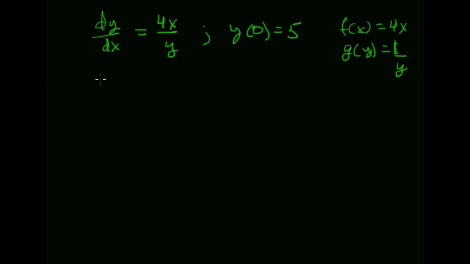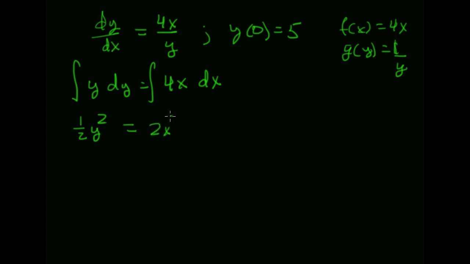So we manipulate this so that we get the y on one side and the x on the other, with the y differential and the x differential. And once I have this, I can integrate both sides. So this is going to give me 1/2 y squared. This is going to give me 2x squared plus some constant.